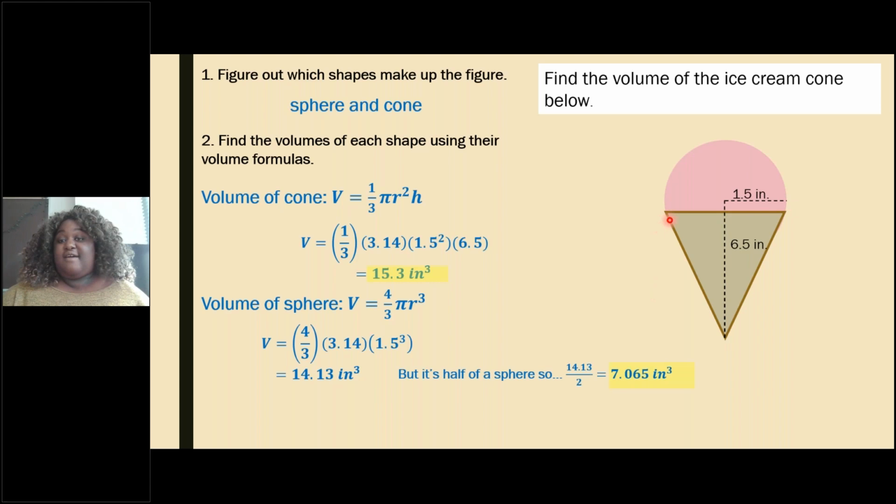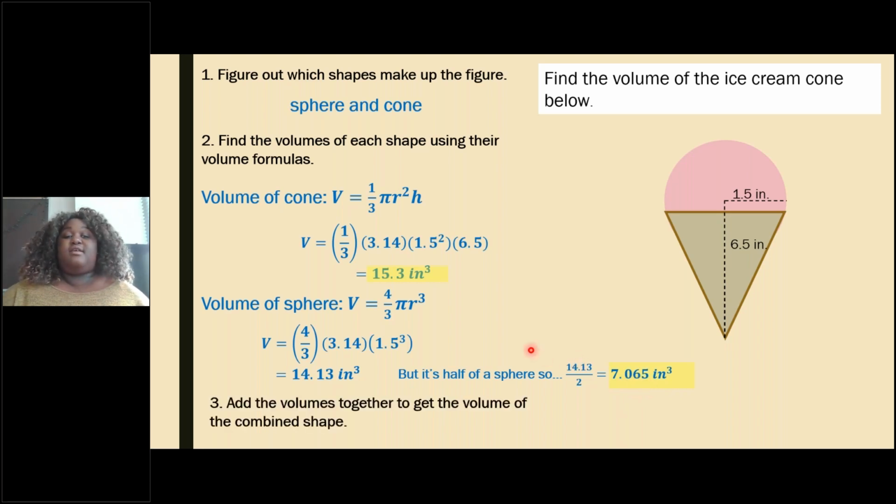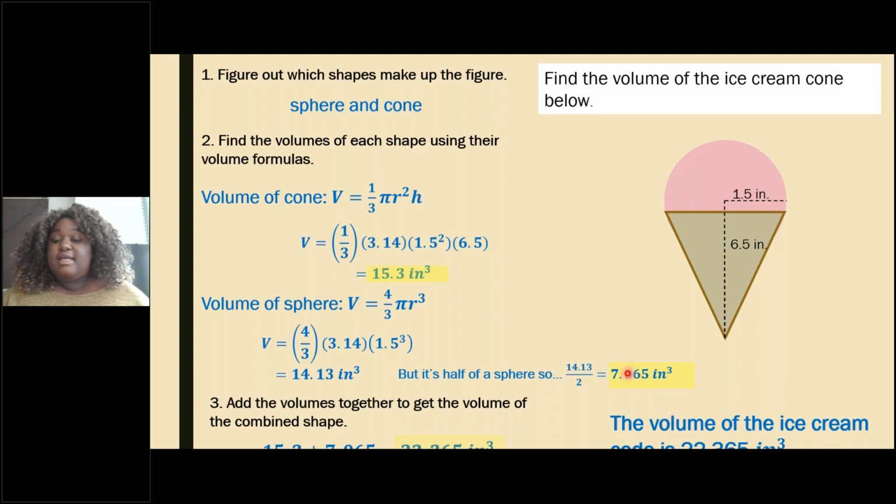So because it's half a sphere, or hemisphere as we like to call it, we'll take that volume of the sphere that we found and we'll divide it by 2 because it's just half. And that'll give us 7.065. So now we'll add the 15.3 and the 7.065, and we'll get the volume is 22.365. So I'm not sure if you can see that or not, but we add those two volumes together.